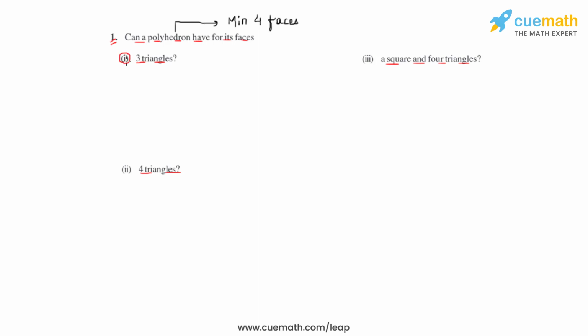In the first part, we have to state whether a polyhedron can have 3 triangles. Now this is definitely not possible because we know that a polyhedron should have a minimum of 4 faces.